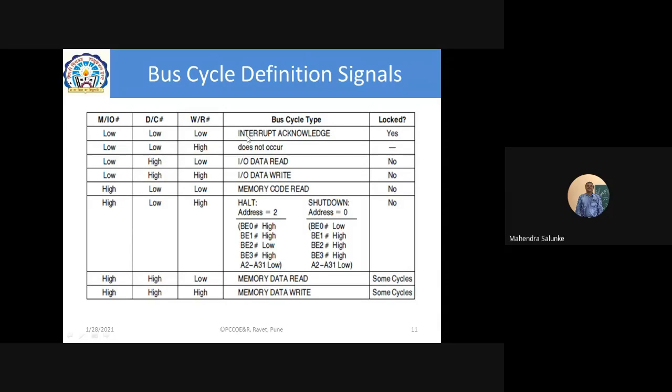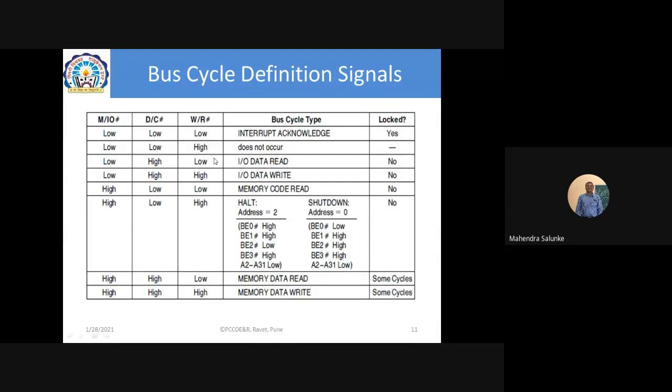So whenever interrupt acknowledgement is to be initiated by your processor, it will make M/IO bar low, D/C bar low, W/R bar low. With all these three pins low, it indicates that the processor initiated an interrupt acknowledgement cycle, and it also sends the LOCK bar signal. Then, low on M/IO bar, low on D/C bar, W/R bar equal to high: this condition never occurs because there is no cycle defined for this particular combination. So it never occurs for your processor.